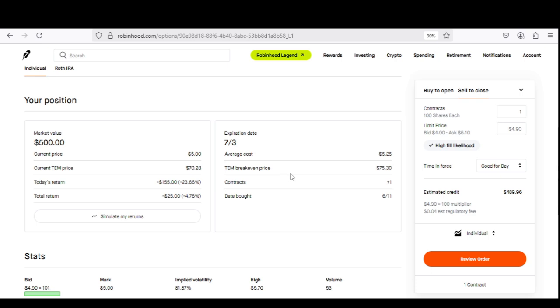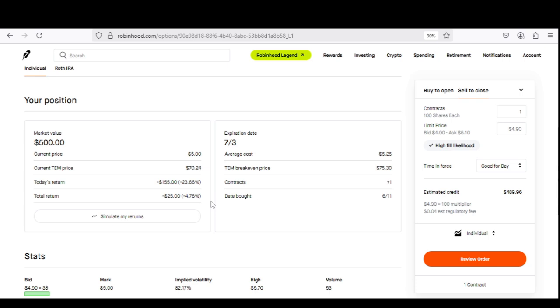So come expiration date of 7/3, which is the 3rd of July, TEM needs to be at $75.30 or above in order for me to win this trade. Now, the only time I need the break even to work in my favor is if I hold this until expiration date of the 3rd of July. Now, right below, you're going to see the total overall return. So the total overall return as of making this video is going to be minus $25 or 4.76%.